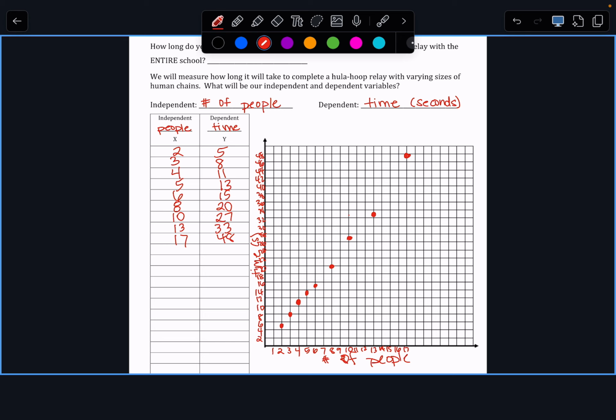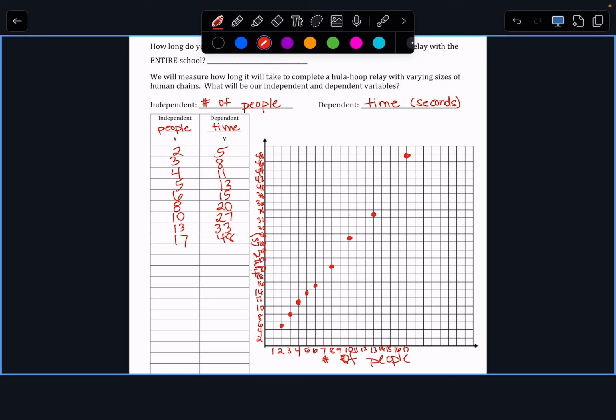Okay. Joey was making comments while we were getting our data points. Like it wasn't a surprise how long it took. Like it made sense that after 2 people took 5 seconds, 3 people took 8 seconds, 4 people took 11 seconds. What was he noticing? What feature? And what do we call a constant rate of change? Slope.